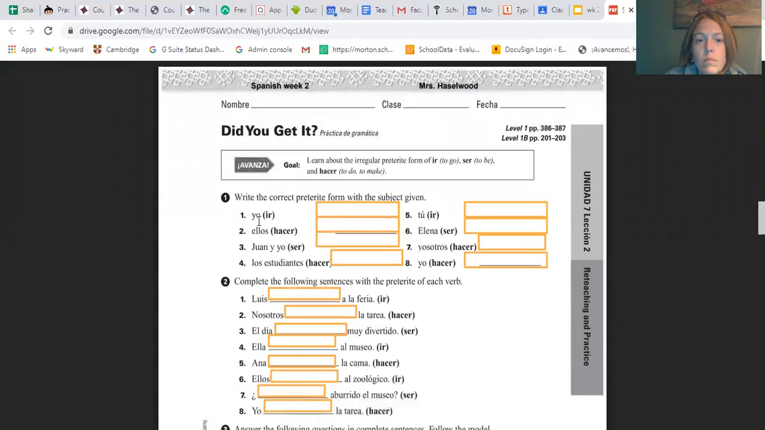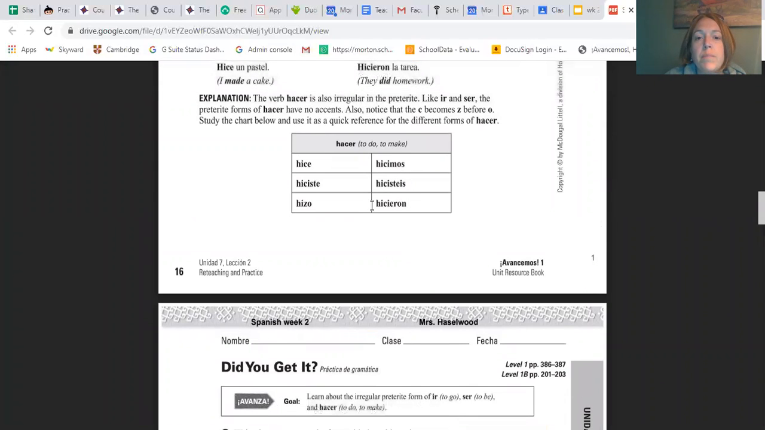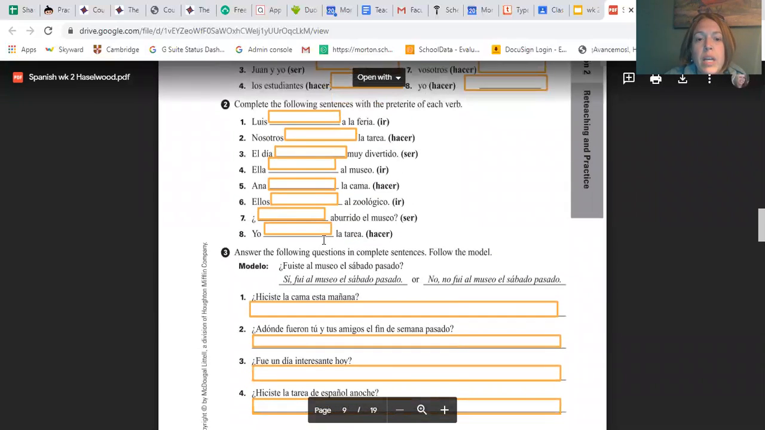And then you would follow. So this is hacer, but it's ellos, which is plural masculine. The plural masculine spot is right here. So hicieron is what you would put in that box. And you're going to follow that pattern all the way down. It gets a little tricky right in here.